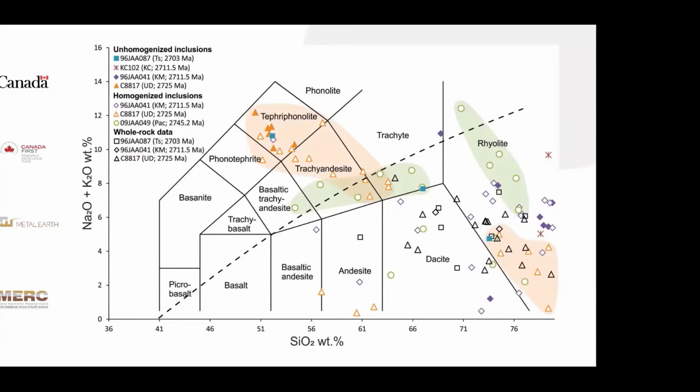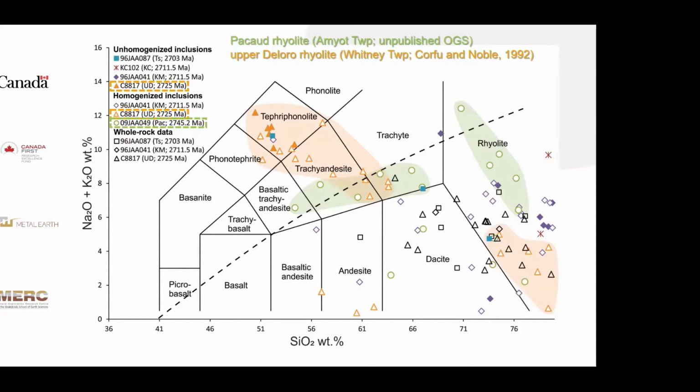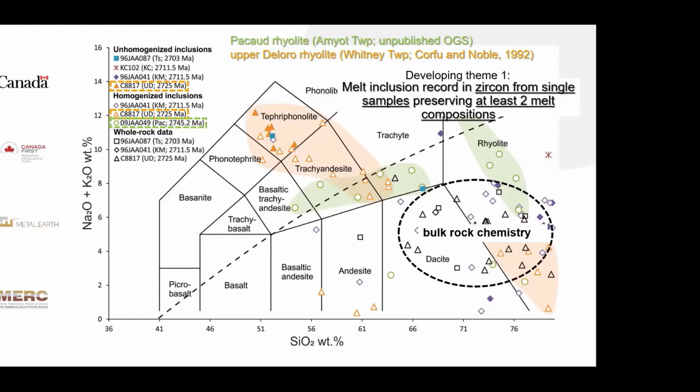But then there are other examples where, for example, we've looked at two lithologies, one from the Pacode formation and also the Upper Deloro, where very clearly now, after a fair bit of wrangling with the data, it's clear that we have a bimodality that is preserved in the melt inclusion chemistry, which is not represented in the bulk rock chemistry. And so a really important developing theme here is this relevance of bimodality, this relevance of zircons actually accurately recording at least two melt compositions over the history of evolution of these rocks.